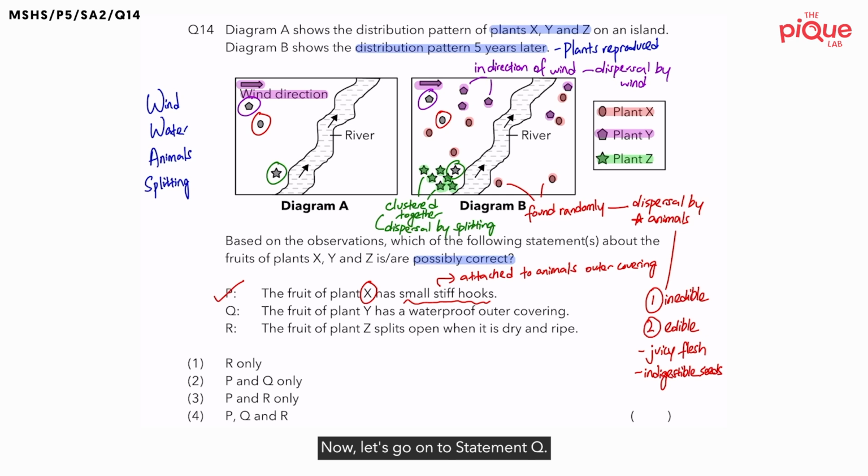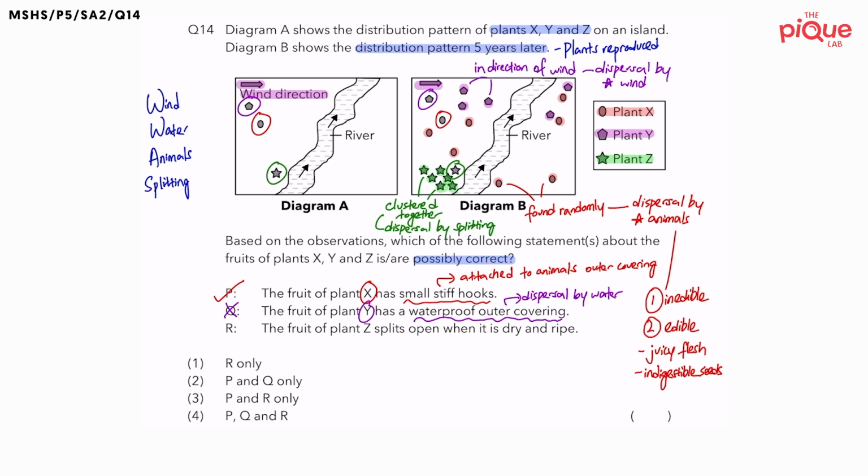Now, let's go on to statement Q. The fruit of plant Y has a waterproof outer covering. Can we recall what is the dispersal method of plant Y? It is dispersed by wind. Do you think having a waterproof outer covering is necessary for seeds or fruits that are dispersed by wind? No. So let's put a cross on statement Q. Only fruits that are dispersed by water require a waterproof outer covering.